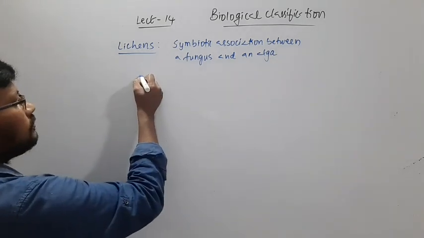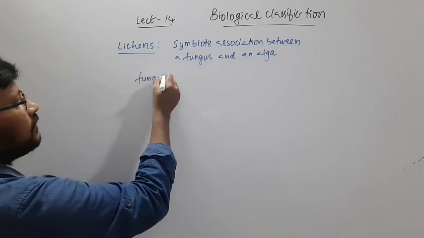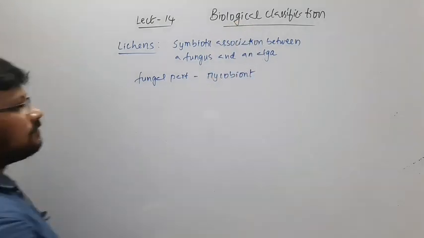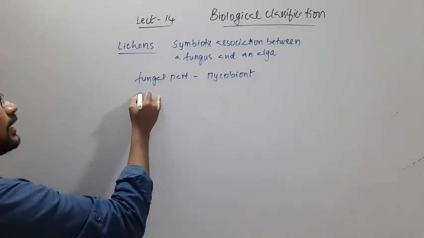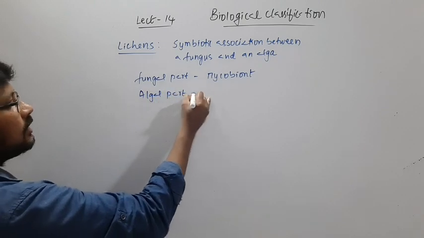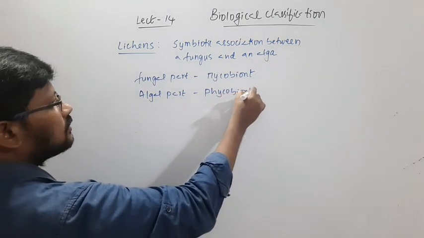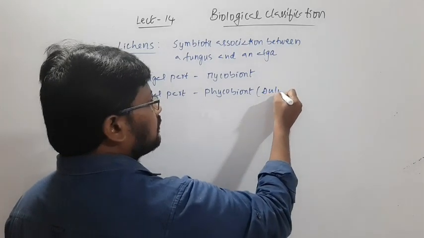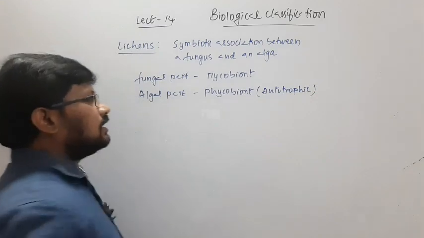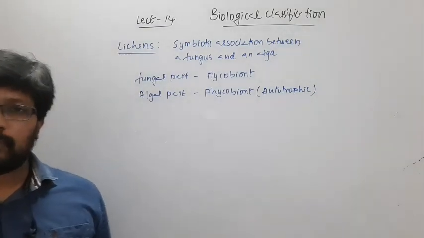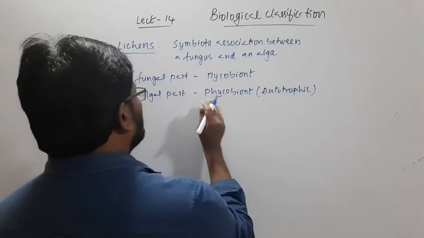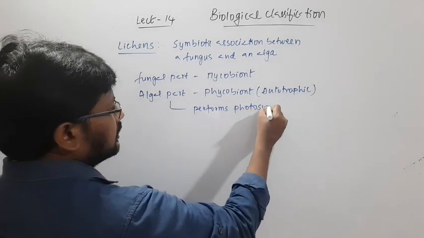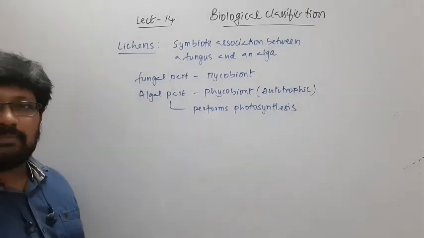Now the fungal part is called mycobiont, and the algal part is called phycobiont. The phycobiont is autotrophic, which means the algal part of lichen will perform the process of photosynthesis, right?